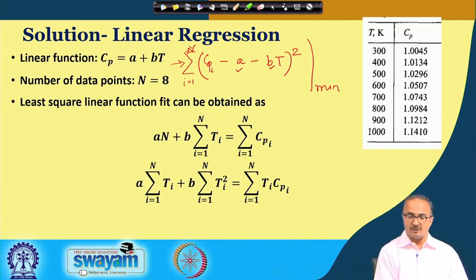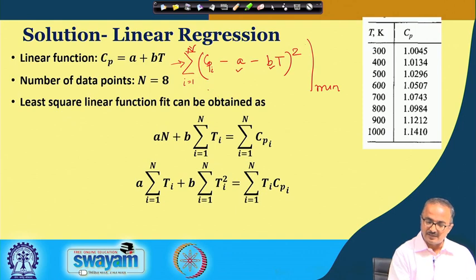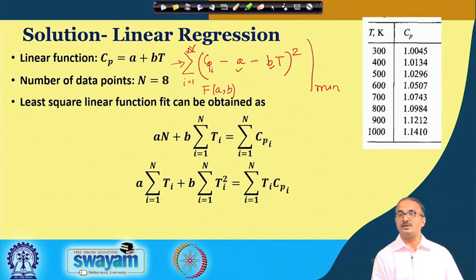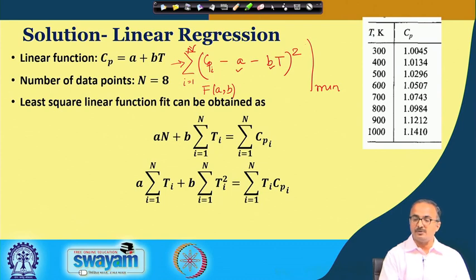And how do we do that? As we have learned in calculus, to minimize we have to take the first derivative and set it to 0. So, suppose I define this expression as some kind of function in terms of A and B. Please understand, we are not defining this function in terms of t, because for each point ti we have been given the value of Cpi. So, it is a function of basically A and B.